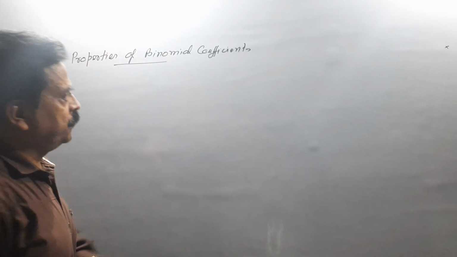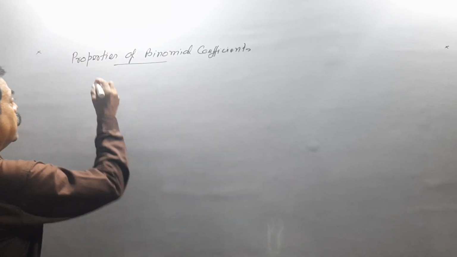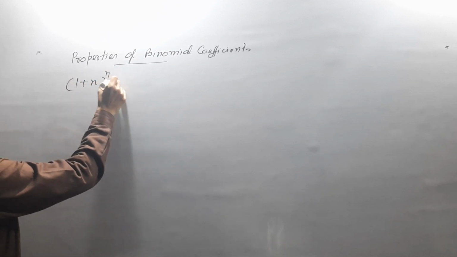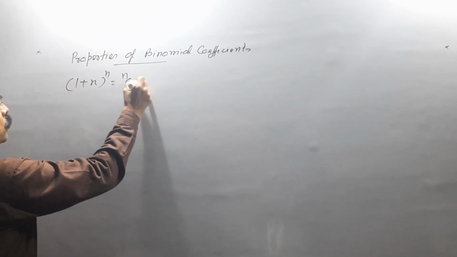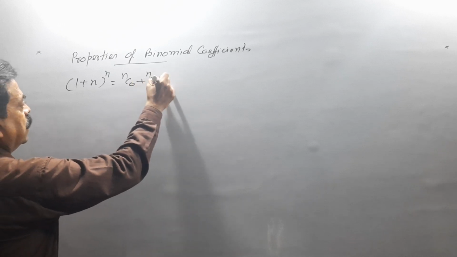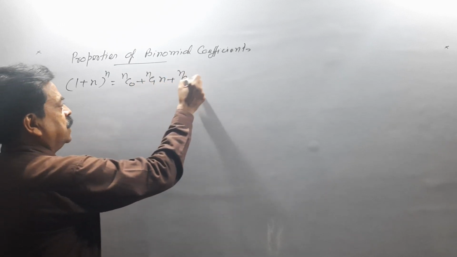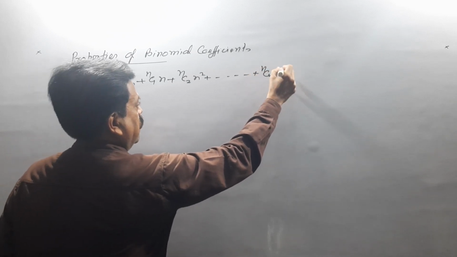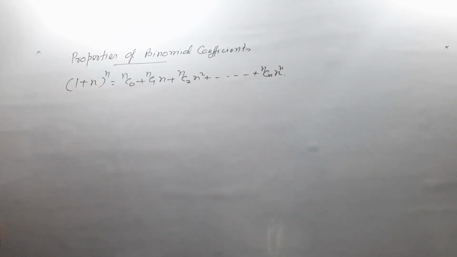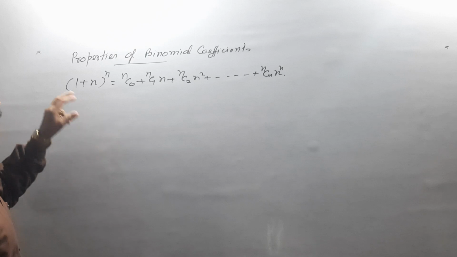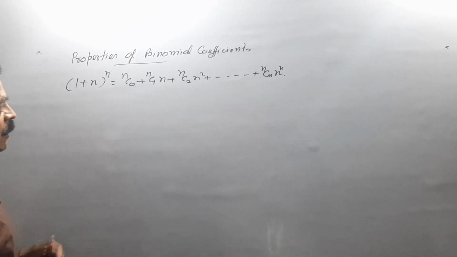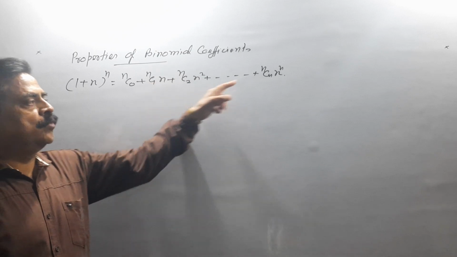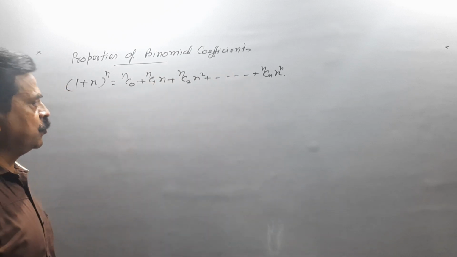Properties of binomial coefficients. Expansion of (1 + x)^n is nC0 + nC1 x + nC2 x^2 and so on, plus nCn x^n. This is the expansion of (1 + x)^n. Binomial coefficients mean nC0, nC1, nC2 and nCn. These are binomial coefficients.